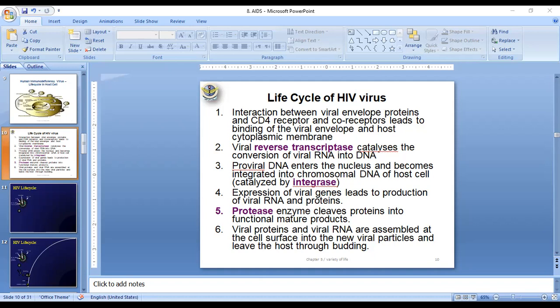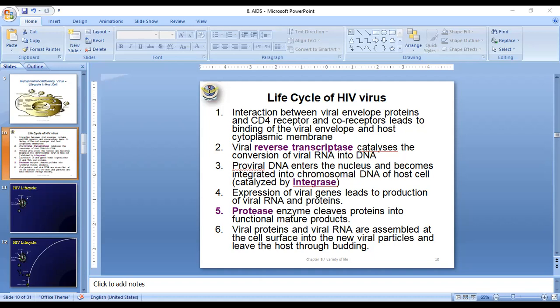Then the function of reverse transcriptase. Viral reverse transcriptase catalyzes the conversion of viral RNA into DNA, complementary DNA, viral DNA. Then the function of integrase. The proviral DNA enters the nucleus and becomes integrated into chromosomal DNA of the host cell, catalyzed by integrase enzyme.